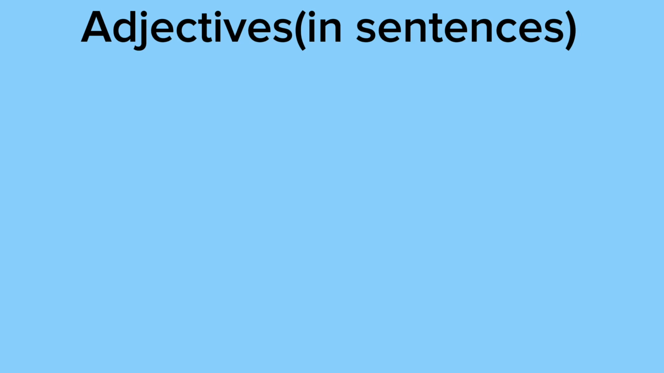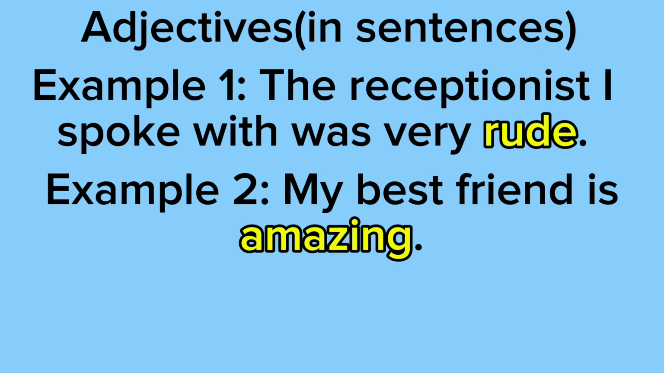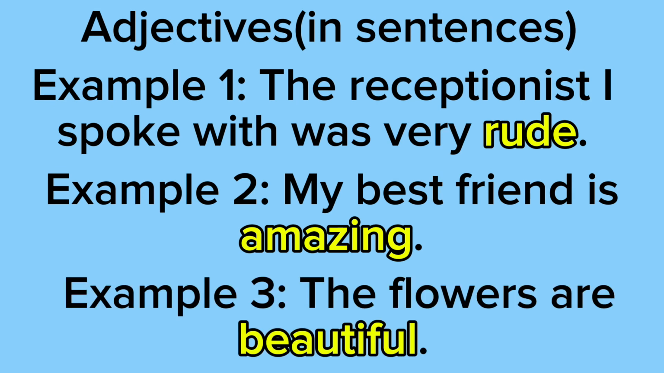So here's some adjectives in sentences. The first example says, the receptionist I spoke with was very rude. As you can see, rude is the adjective because it's describing the noun, which is the receptionist. Example 2 says, my best friend is amazing. As you can see, amazing is the adjective because it's describing my best friend, which is the noun. Example 3 says the flowers are beautiful. As you can see, beautiful is the adjective because it's describing the noun, which is flowers.